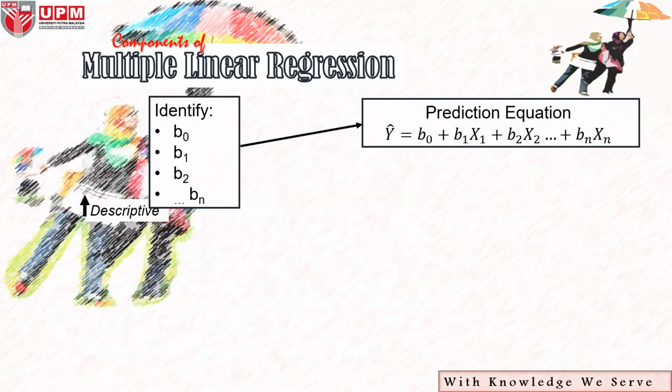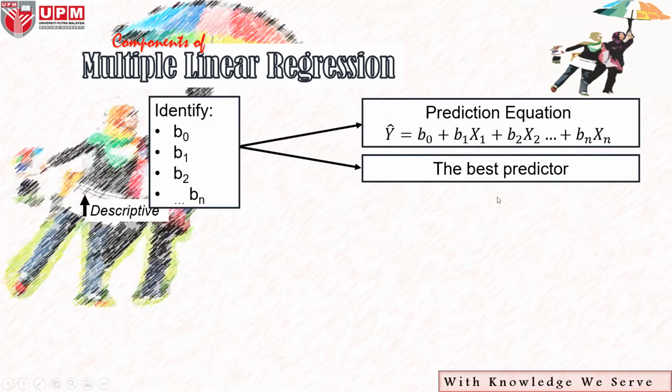Okay, so these are the components of multiple linear regression. In the descriptive part, we will determine the constants B0, B1, B2, and Bn. Bn is referring to the number of variables, determined based on the number of variables available in our data set. Based on the values of the B's, we can determine our prediction equation, in which y hat equals B0 plus B1x1 plus B2x2 plus Bnxn.